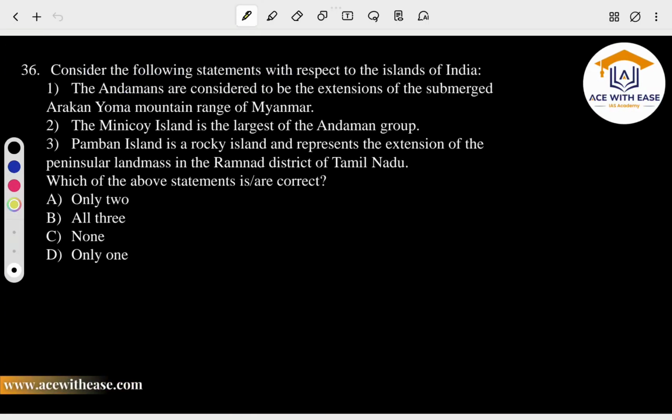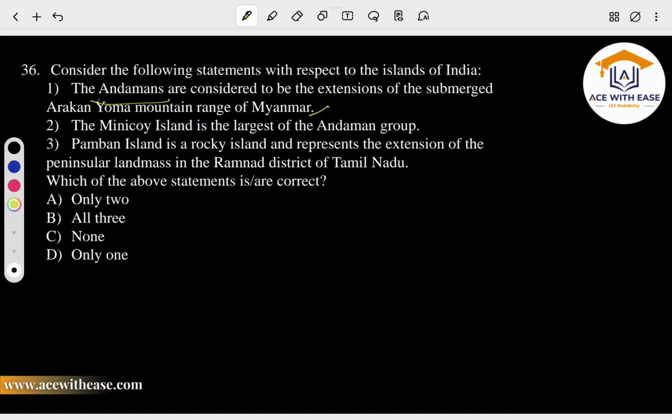36. Consider the following statements with respect to the islands of India. Andaman are considered to be extensions of the submerged Arakan Yoma ranges of Myanmar. The first statement is correct. These are actually extensions of the Himalayas. The Himalayas extend into Myanmar as Arakan Yoma, and later extend into the Indian Ocean, and they are submerged, and are called the Andaman and Nicobar Islands.